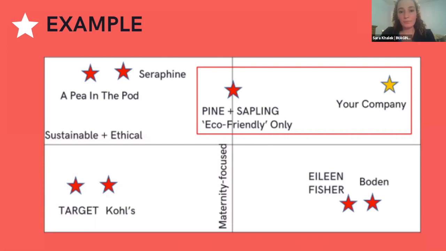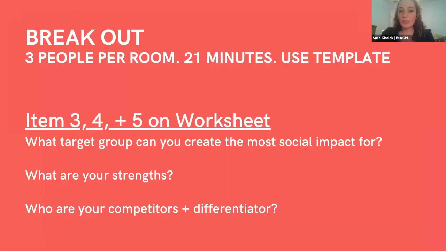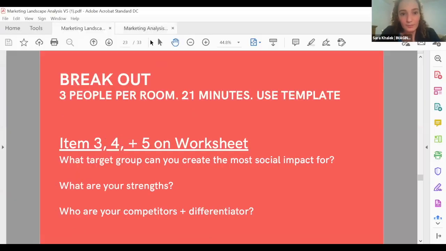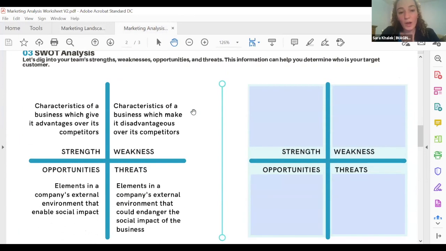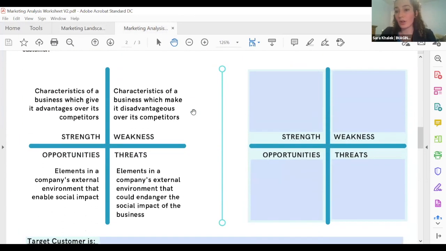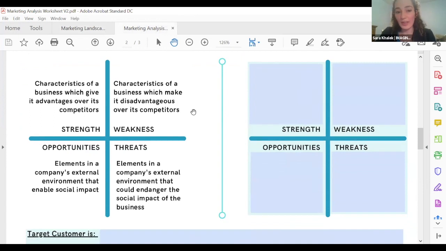Okay. So right now, what we're going to do is we're going to break you out. You have 21 minutes. I know, don't worry, you're not going to be able to finish everything, but just utilize the time as best you can and bounce ideas off of one another. I'm going to show you the worksheet here. So you're going to do a SWOT analysis where you list out your own strengths, weaknesses, opportunities, and threats within your space.